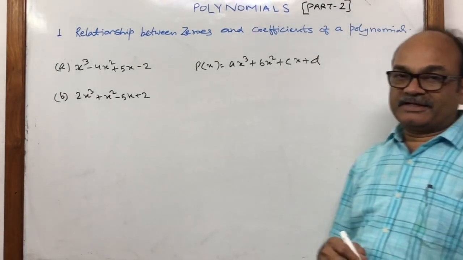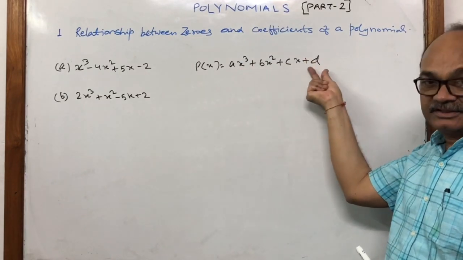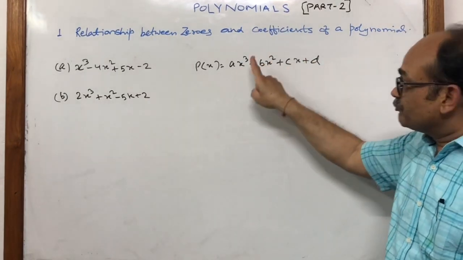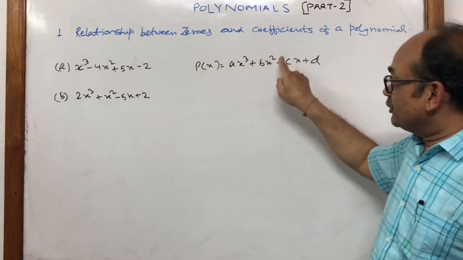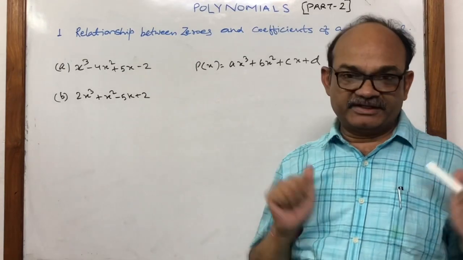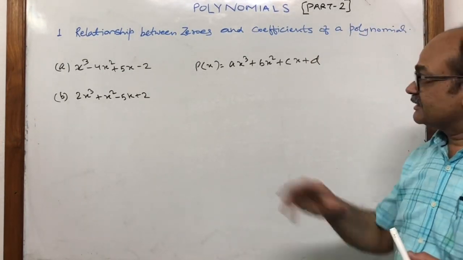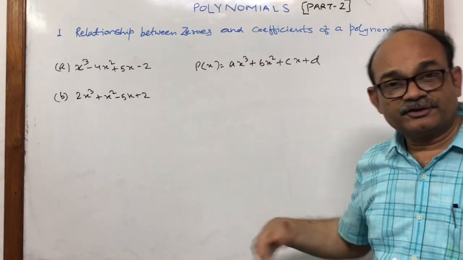Suppose a cubic polynomial is p(x) equals ax cube plus bx square plus cx plus d. General form. It means coefficient of x cube is a, coefficient of x square is b, coefficient of x is c, and constant term is d. As we derived the formula for quadratic, in the same way, we can derive the formula for cubic also.